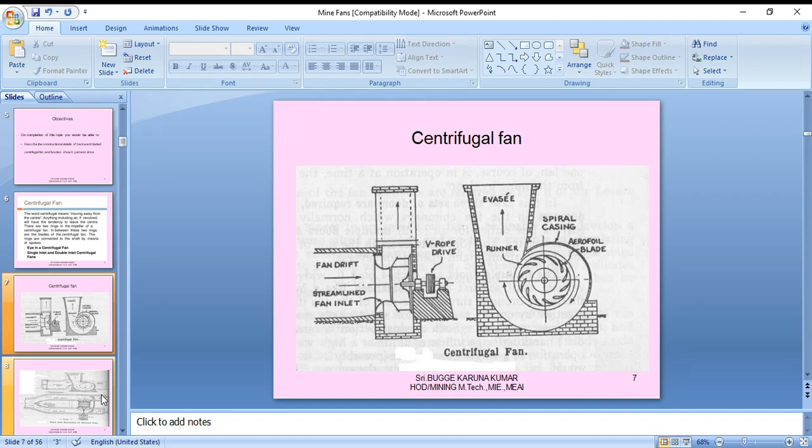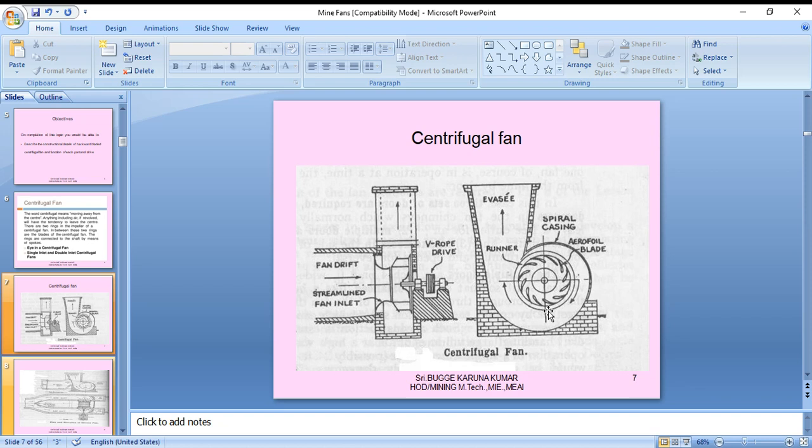So this is a complete centrifugal fan installation procedure at the mine site. This is one type of section. It is another type of section view. So this is the evasé, that is the outlet. This design also depends on the gradual change in the radius of the outlet. This is the spiral casing. Airfoil blades. These are the backward bladed, the most popularly used.